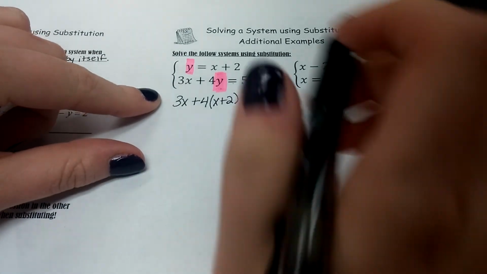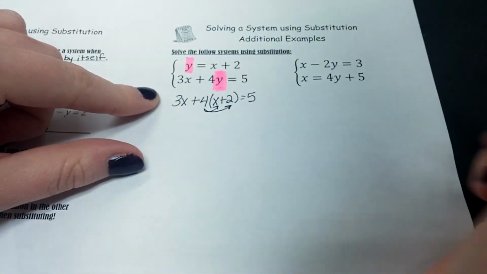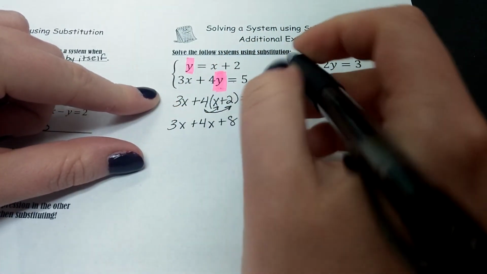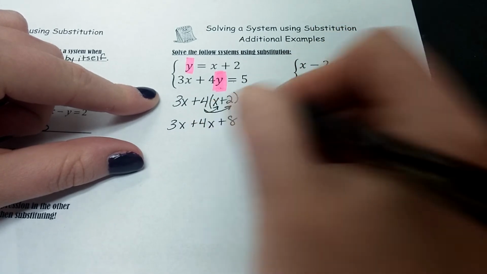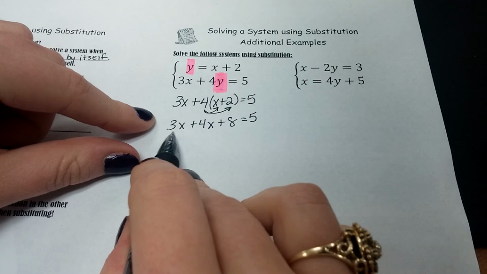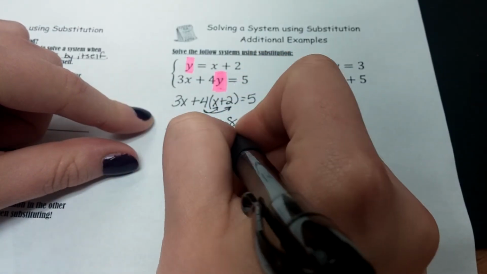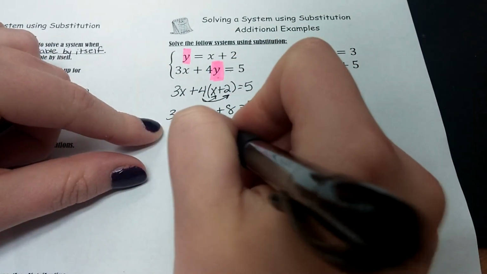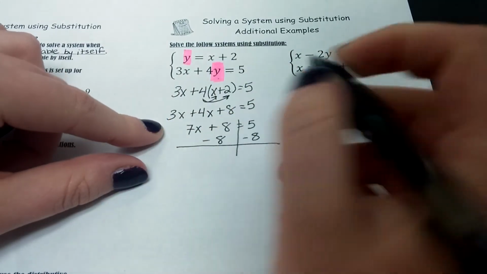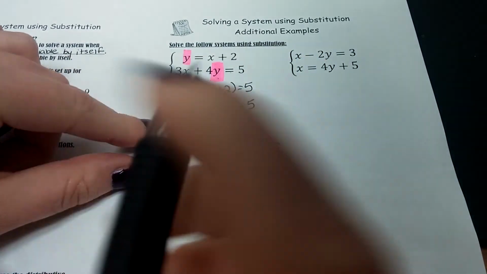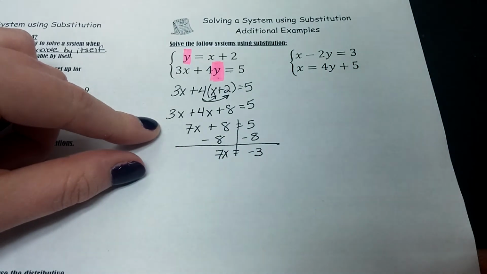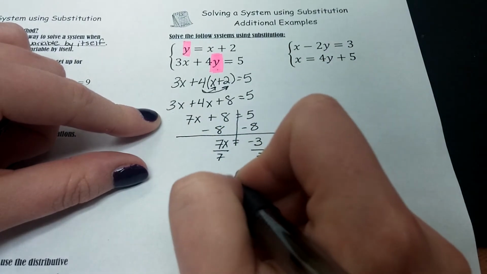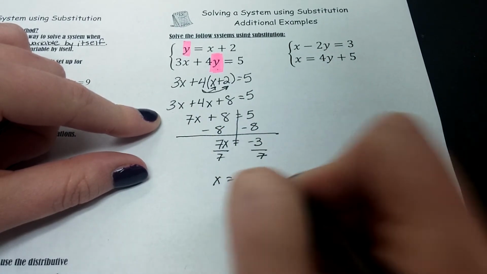And I'm going to use my distributive property, so I'm going to distribute the 4 to both pieces. So I have 3x plus 4x plus 8 is equal to 5. Combine my like terms, 3 plus 4 is 7x. Then I'm going to need to subtract 8 from both sides. So that gives me 7x is equal to 5 minus 8, which is negative 3. Dividing both sides by 7, I end up with x is equal to negative 3/7.